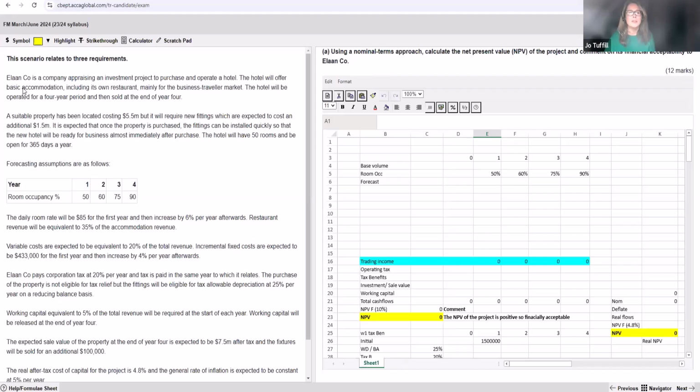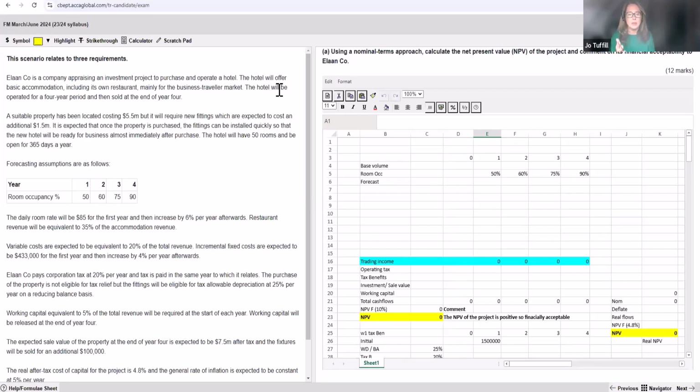So let's go through the narrative. Elaan company, I might use a highlighter, so just check it's on, is a company appraising an investment project to purchase and operate a hotel. So think about a hotel, think about their revenue and their costs and how you would put them into a cash flow. Okay, so it's not a normal volume sell business.